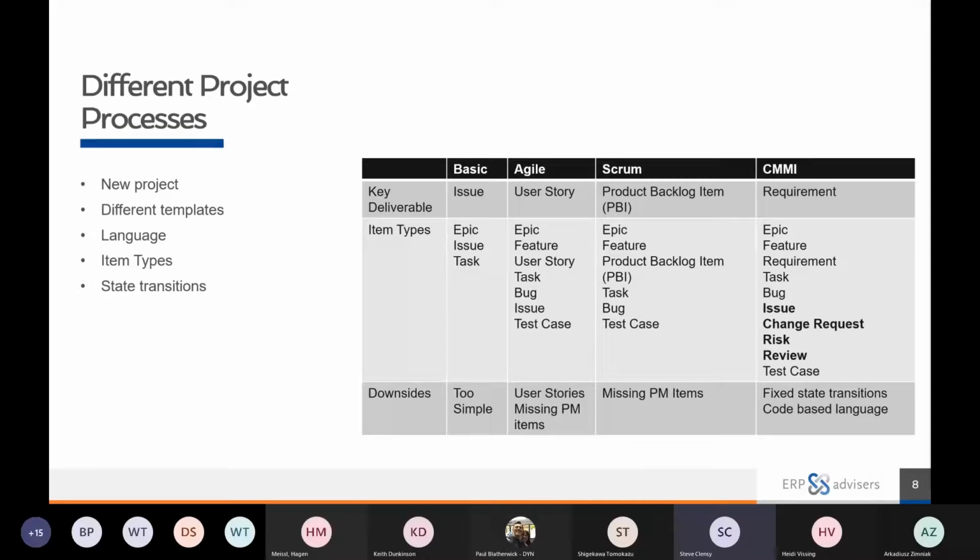If we look at the types of items that you can actually use within the project process, you can see on one end, the basic process only has epics, issues, and tasks, whereas CMMI contains, well, you can use epics, features, requirements, tasks, bugs, issues, change requests, risks, reviews, and test cases. So I've talked a little bit about how customizable DevOps is. As I say, if you want to sync with LCS, then you can still do a lot of the customization, but you can't go too far away from one of these 4 template processes, otherwise the sync will stop working.